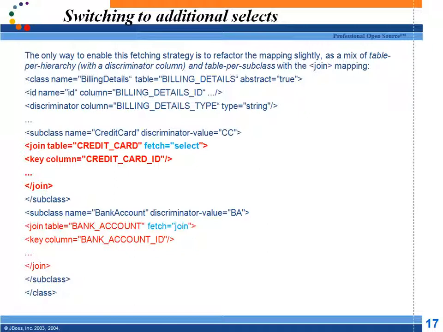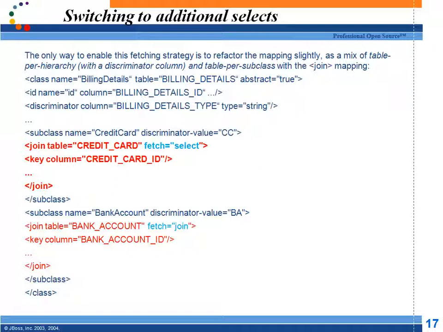See here, I am using class and subclass. Class name is credit card, and the discriminator value for credit card will be CC. So now the superclass billing details will be having a discriminator column, billing_details_type, where the value will be CC for credit card and BA for bank account, the subclasses. Then I am going to specify the table. Inside it I am specifying the join table. Join table is equal to credit card. And now I am telling about fetch is equal to select.